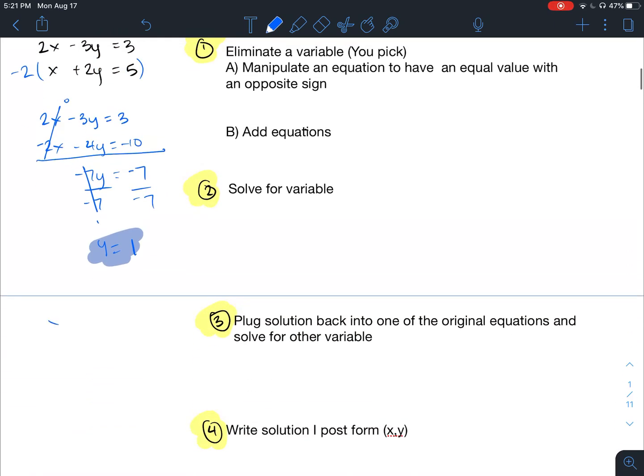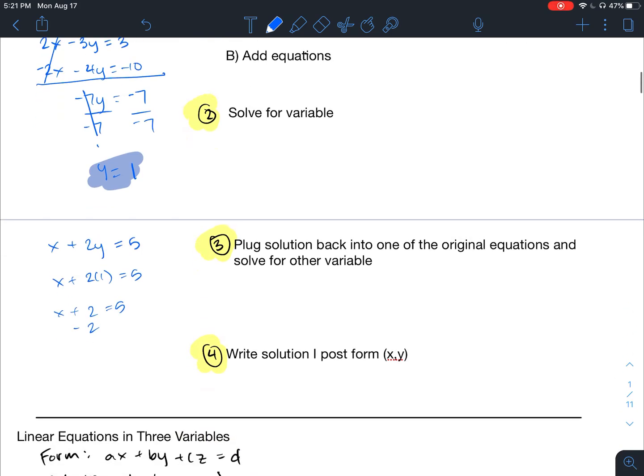So I'm going to write that one equation down. X plus 2y is equal to 5. Well, we said that y is equal to 1, right? X plus 2 times 1 is equal to 5. X plus 2 is equal to 5. Minus 2, minus 2. X is equal to 3.